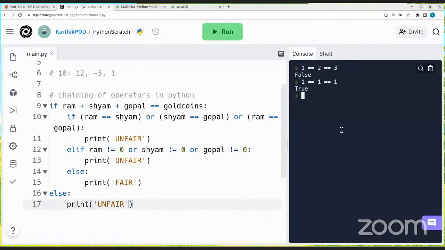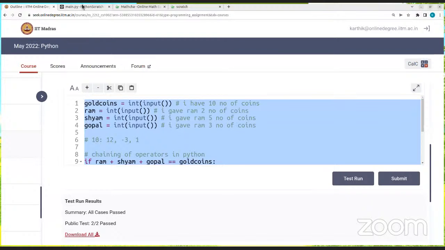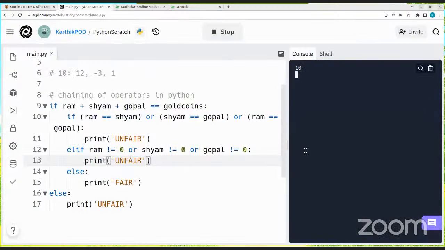So you have to use AND condition, or condition will not work. No. The problem is not with AND or OR, it's with not equal to 0. We are not asking whether it is 0, right? We are asking whether it is non-negative. That is what I'm trying to say. So 10 coins. First person gets 12. Next person gets minus 3 and another person gets 1.